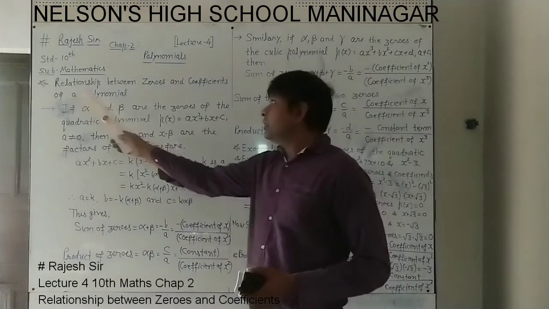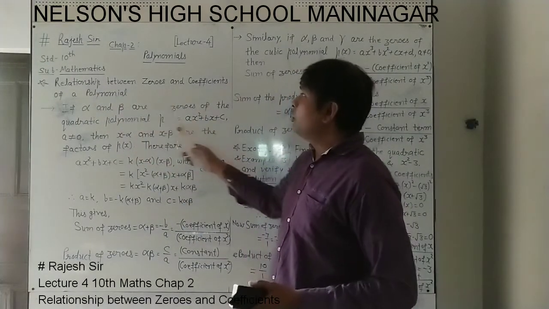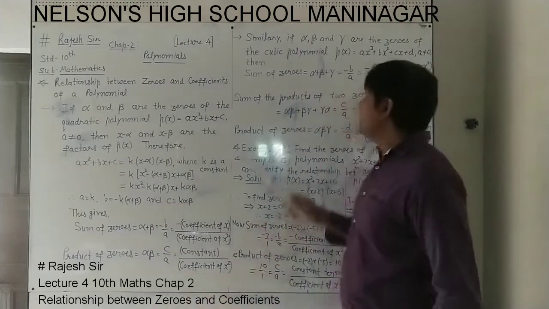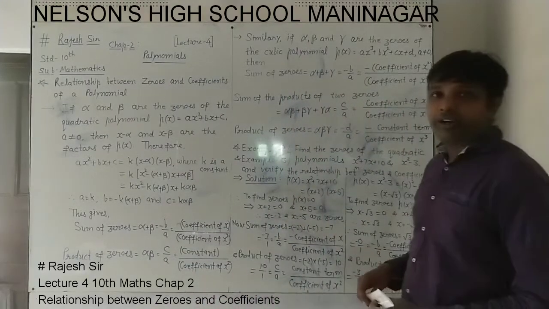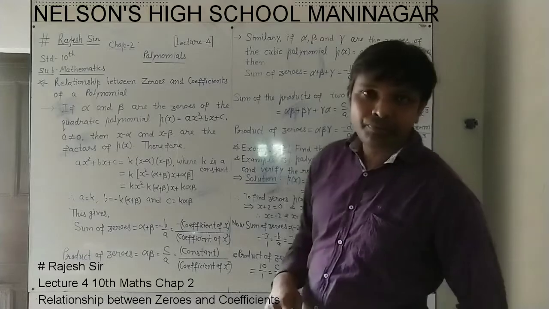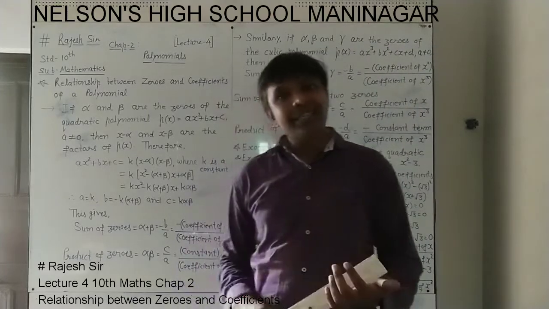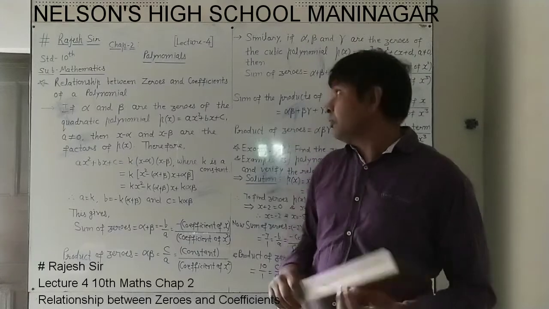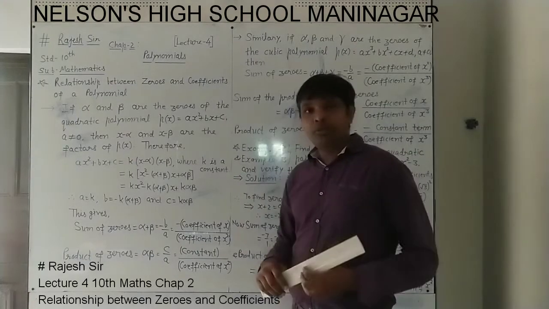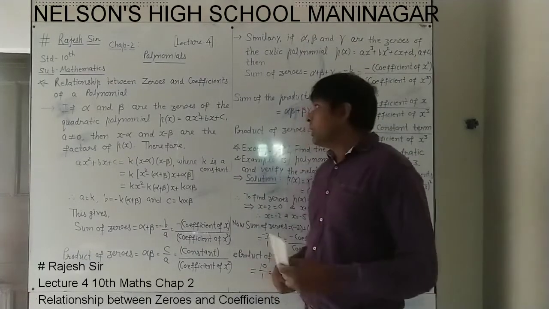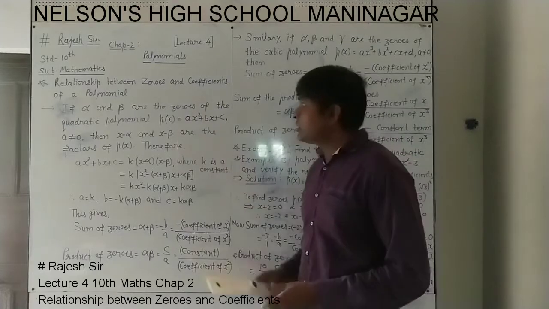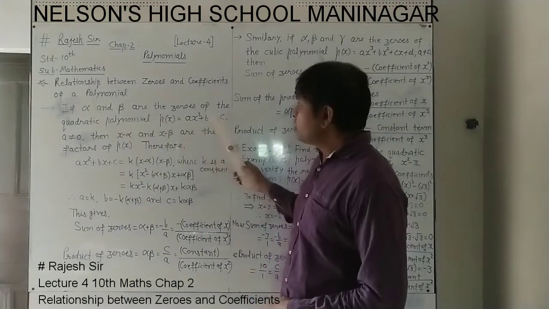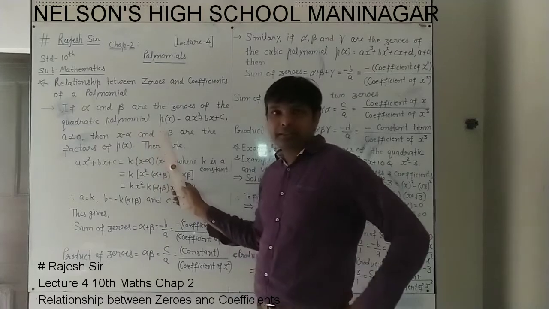So here, for the relationship between the zeros and coefficients of a polynomial, we are taking the quadratic polynomial and cubic polynomial only. Why are we not taking the linear polynomial? Because about that, in the last lecture we have seen the zeros and the relation with the coefficients of the polynomial also.